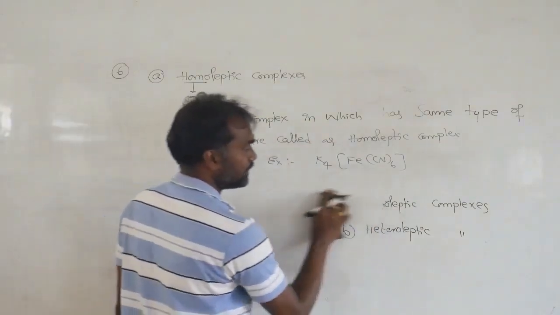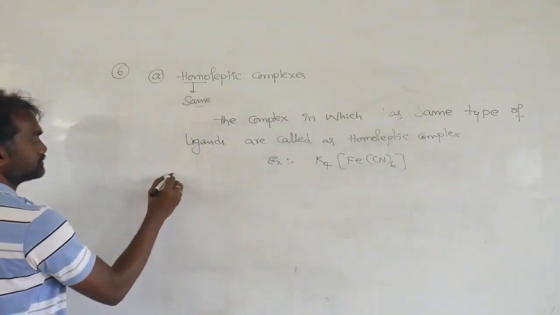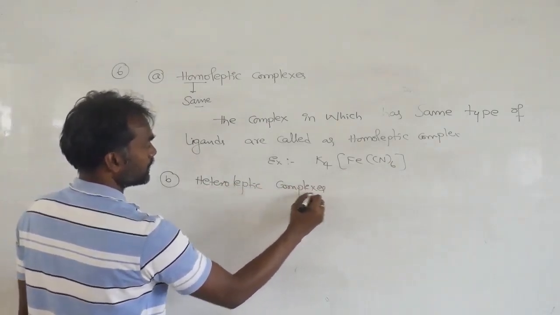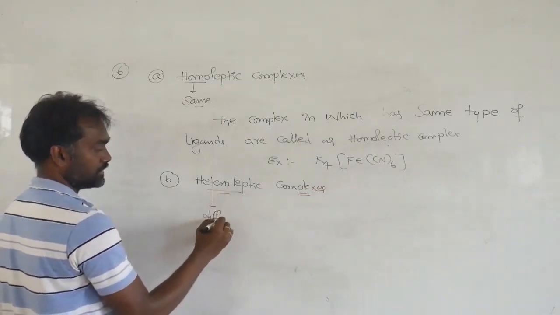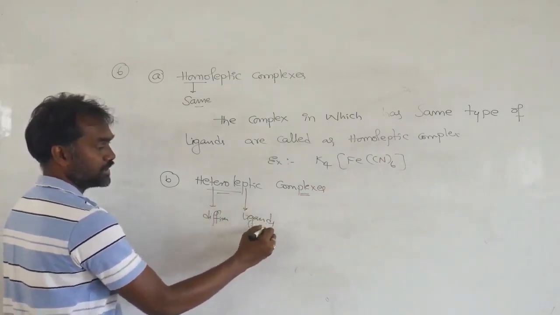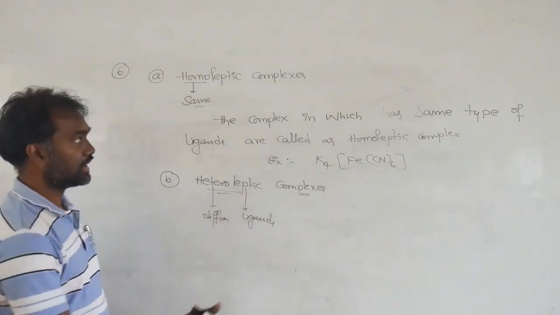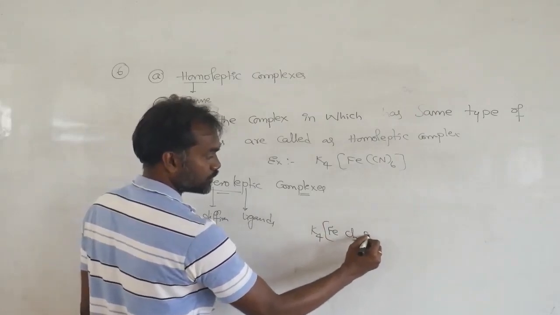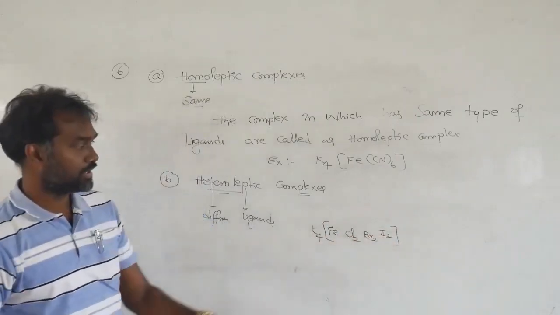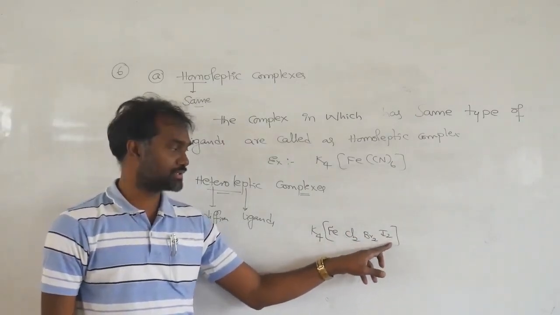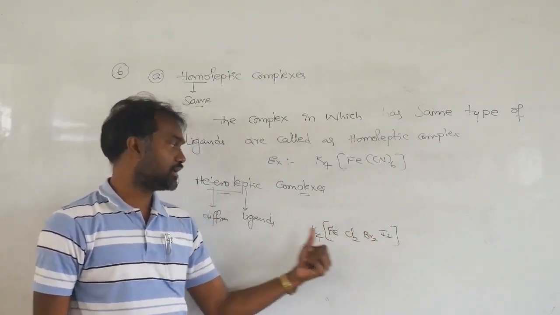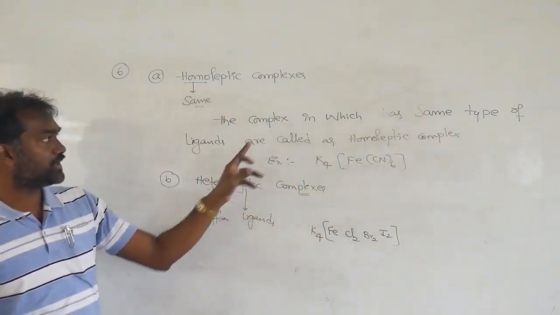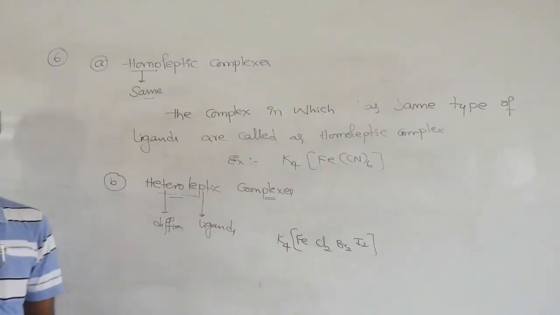Next, heteroleptic. The name itself, hetero, means different. Leptic means ligands. So the complexes which contain different ligands are called heteroleptic. Suppose I am taking K4[FeCl2Br2I2]. Then 2 chlorines, 2 bromines, 2 iodines, so around the metal different ligands are present. Then it is called a heteroleptic complex.